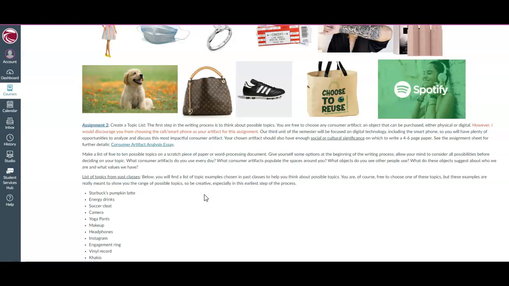This way we could leverage your expertise and your knowledge when we start to analyze and build evidence for the social and cultural significance of your artifact. So once again, everyone, you're not choosing your topic today or this week. Really, this week is all about considering options. And then early next week, we will look to solidify what that single topic will be, what that single consumer artifact will be. And then we will dive into some analyses, including some semiotic analyses, to see if we can find all of the different social and cultural significances of your artifact.